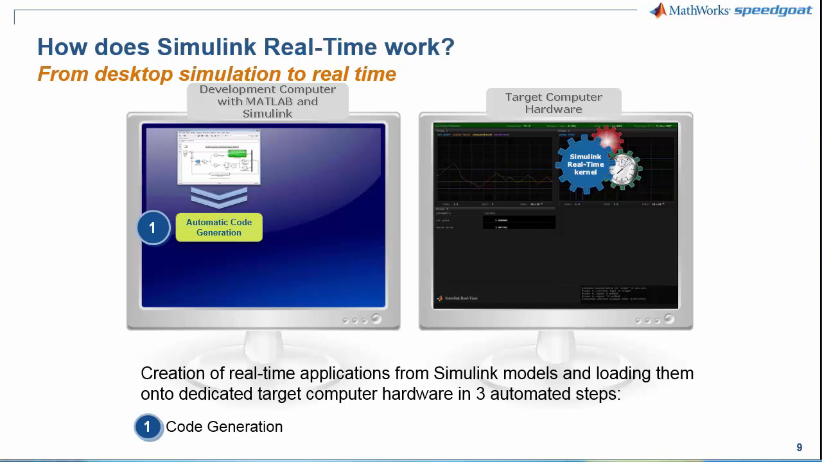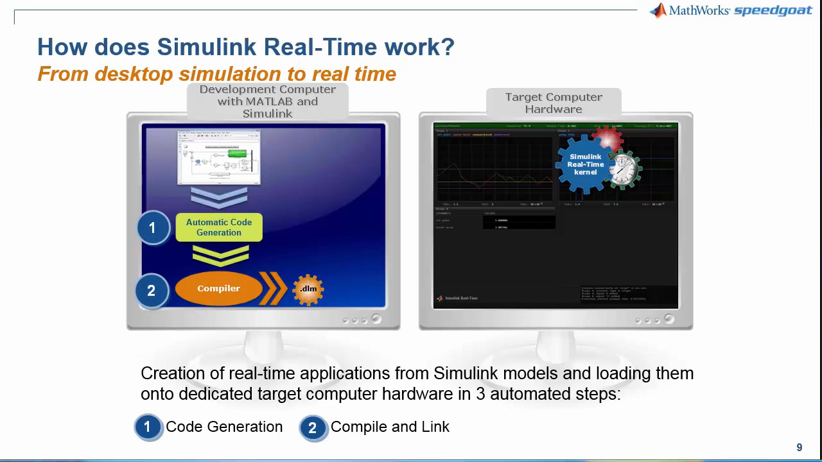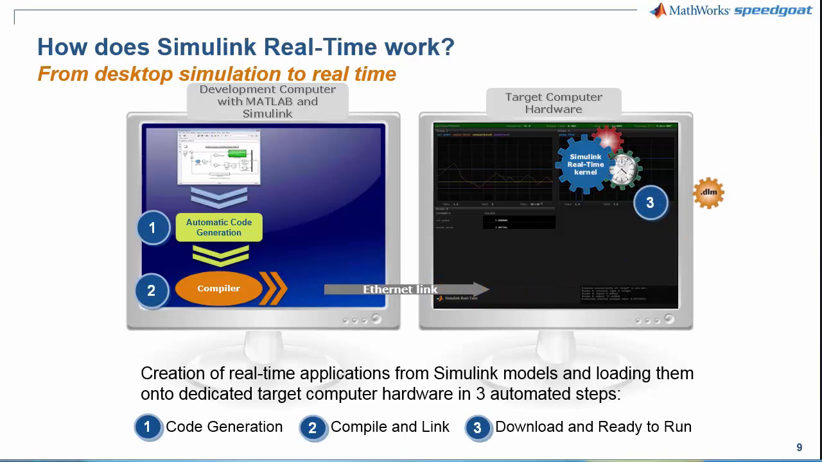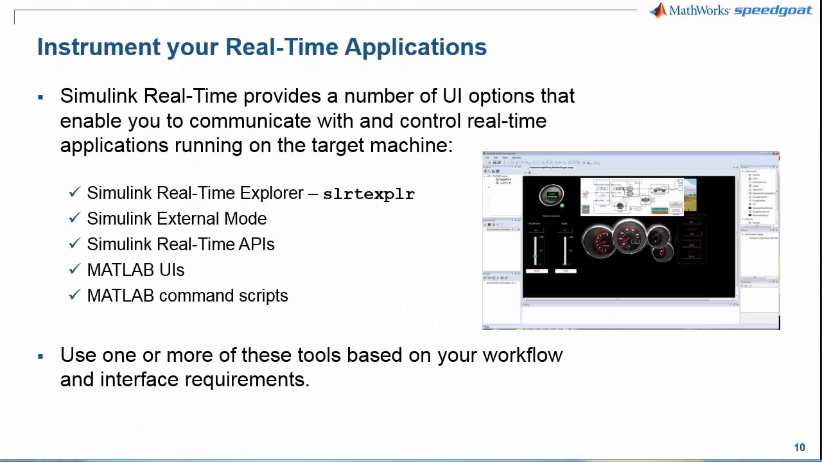With automatic C code generation and a supported compiler, a .dlm file which contains the application is being created. This DLM file is then transferred to the target computer provided by Speedgoat via an Ethernet connection. Once the application is running on the real-time hardware, a very important part is the interaction with the system.